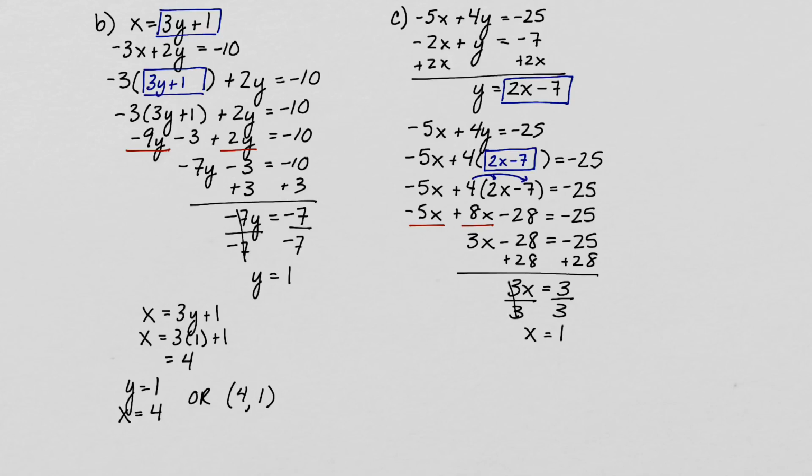So to do that, I've got y equals 2x minus 7. So y is going to be 2 times 1 minus 7. 2 times 1 is 2. So this is 2 minus 7, or negative 5. So my answer is going to be x equals 1, y equals negative 5, or another way to write it is as that ordered pair, 1 comma negative 5. And depending on the instructions, sometimes you might be asked to write it as x equals 1, y equals negative 5, and sometimes as the ordered pair 1 comma negative 5.